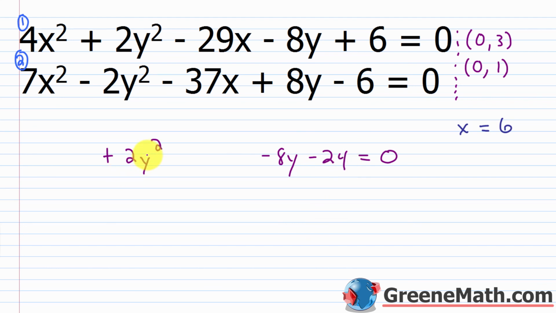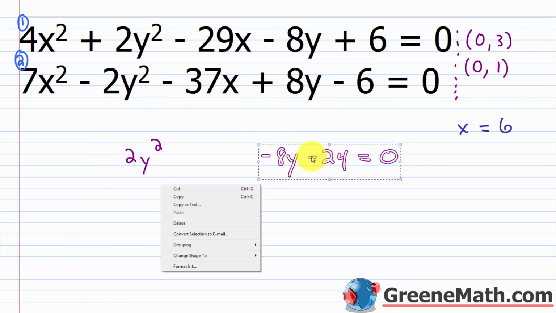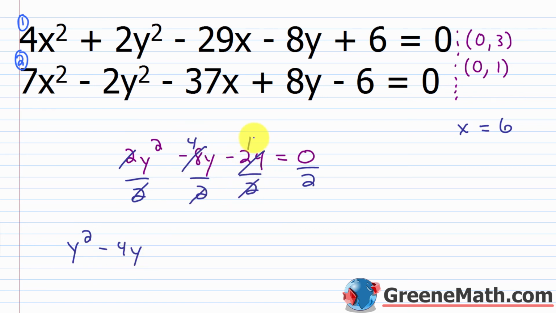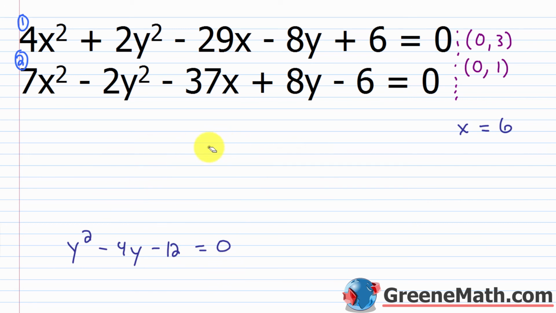So what I'm left with is 2y squared minus 8y minus 24 equals 0. So let me erase this, and we'll scooch this down. Now, one thing I can do is divide everything by 2. So this would cancel. I'd have y squared. This would cancel with this and give me negative 4. So I'd have minus 4y. This would cancel with this and give me negative 12. So minus 12. And this would equal 0. Now, can I solve this by factoring? Yes, I can. Let me erase this real quick, and I'll slide this up.